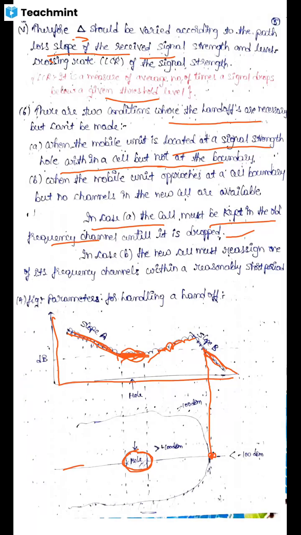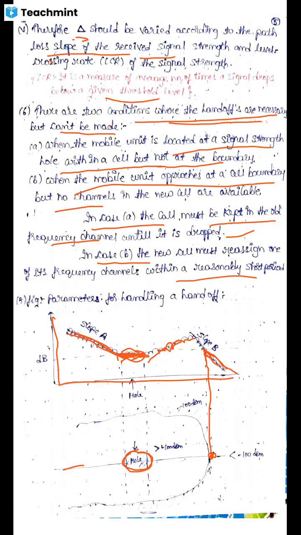The next case among the two conditions where handoffs are necessary but can't be made is when the mobile unit approaches the cell boundary but there are no channels in the new cell. So what to do there? In this case, the new cell site must reassign one of its frequency channels for a short period of time.